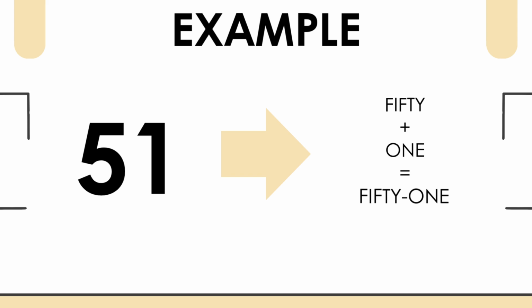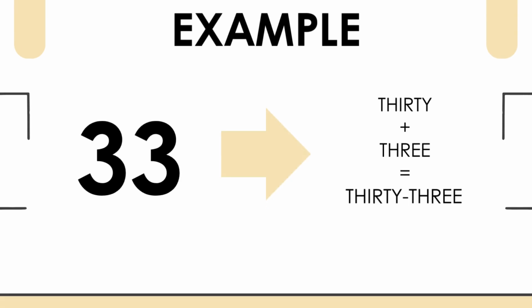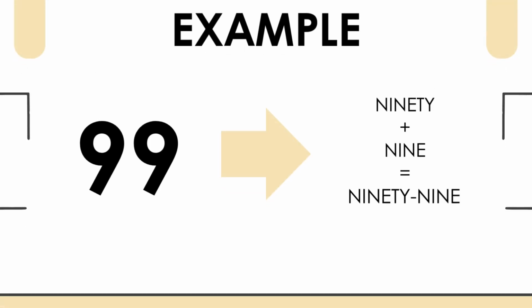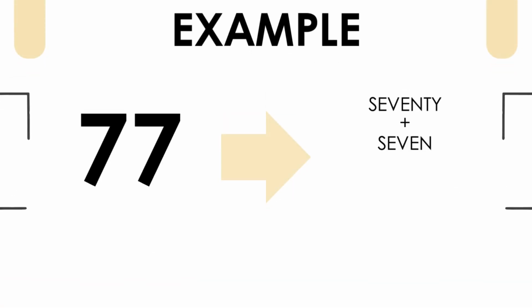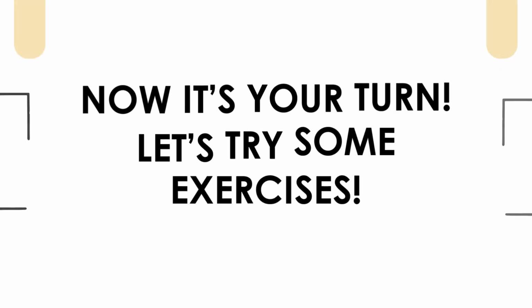To form 51, we use 50 from the tens and add 1 from the units, so 50 plus 1 equals 51. To make 33, we take 30 from the tens and add 3 from the units, so 30 plus 3 equals 33. To create 99, we use 90 from the tens and add 9 from the units, so 90 plus 9 equals 99. To form 77, we take 70 from the tens and add 7 from the units, so 70 plus 7 equals 77. Now it's your turn.